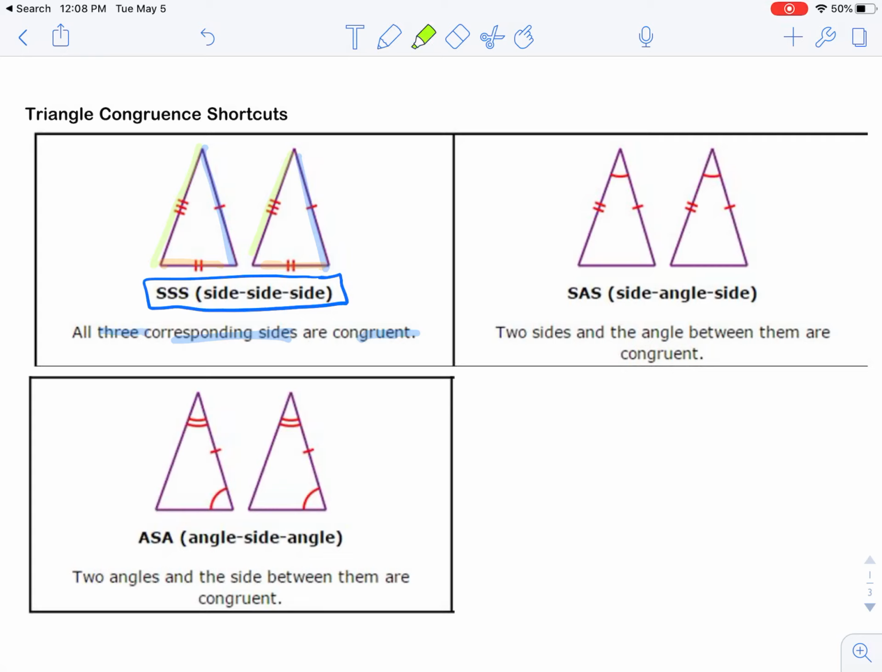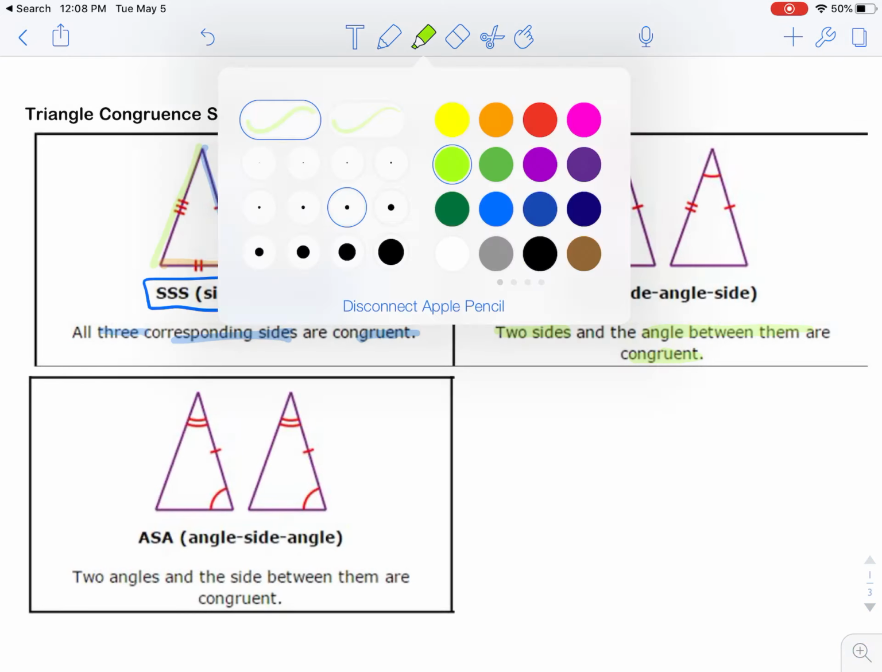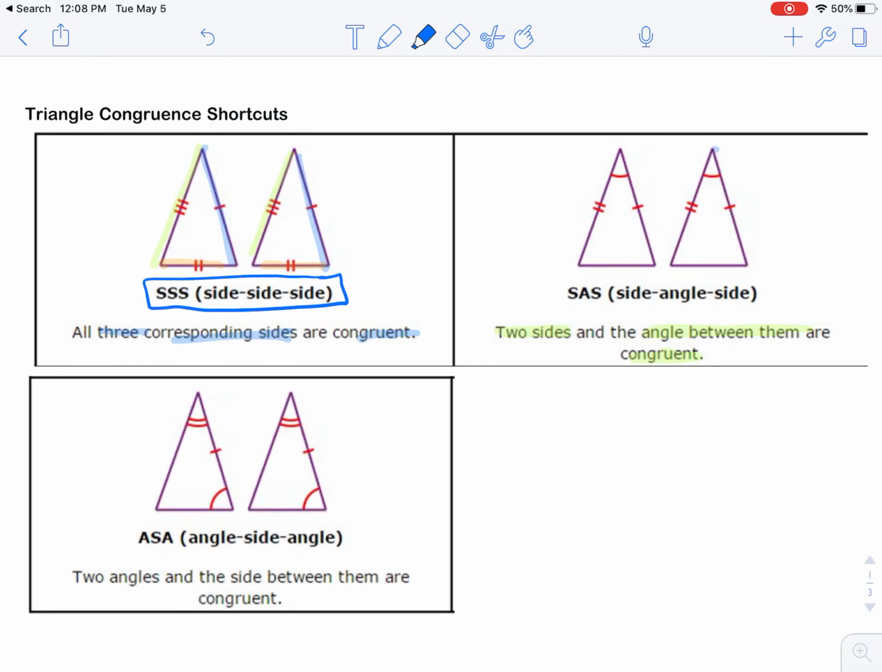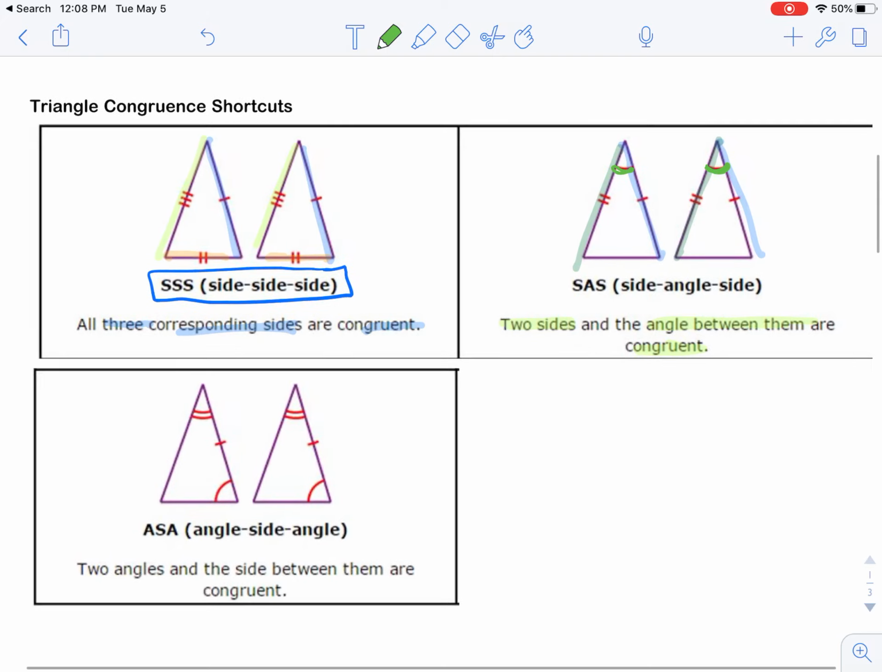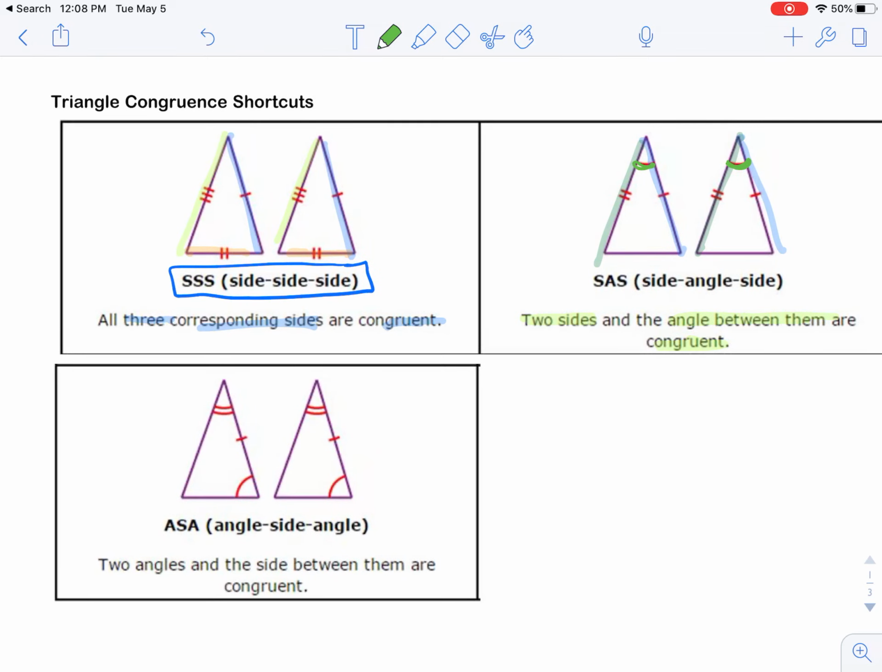In the second one, we need to have two sides and the angle between them congruent. They call that the included angle. So if you notice, I have one set of sides congruent. I have another set of sides congruent. And then the last criteria is the angle between those two sides are congruent. So the angle has to be in between those two sides in order to be congruent by side, angle, side.